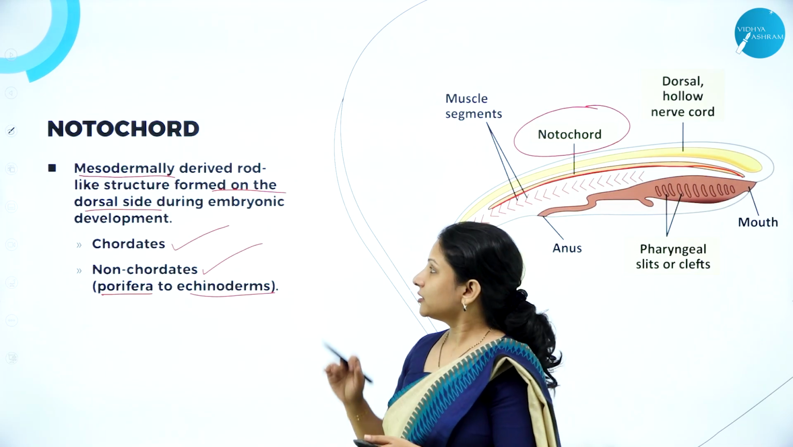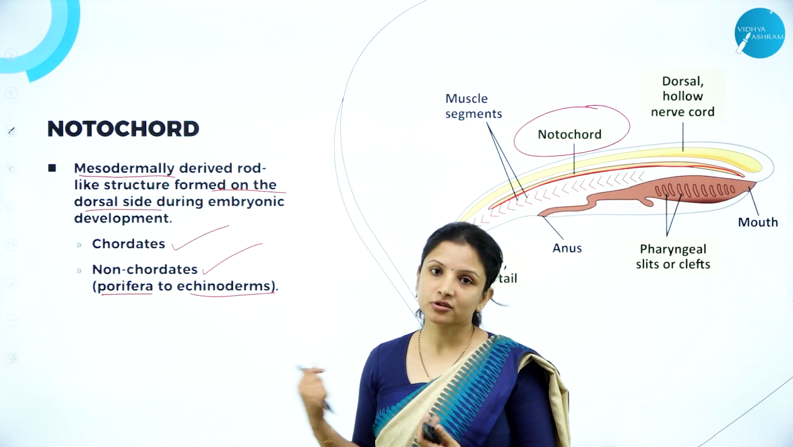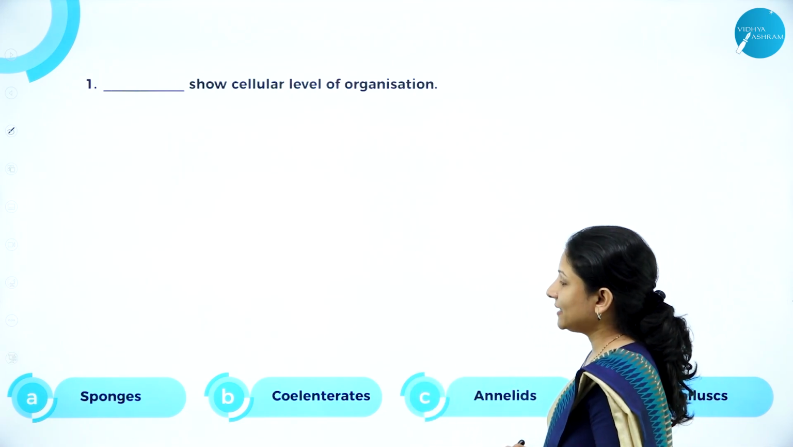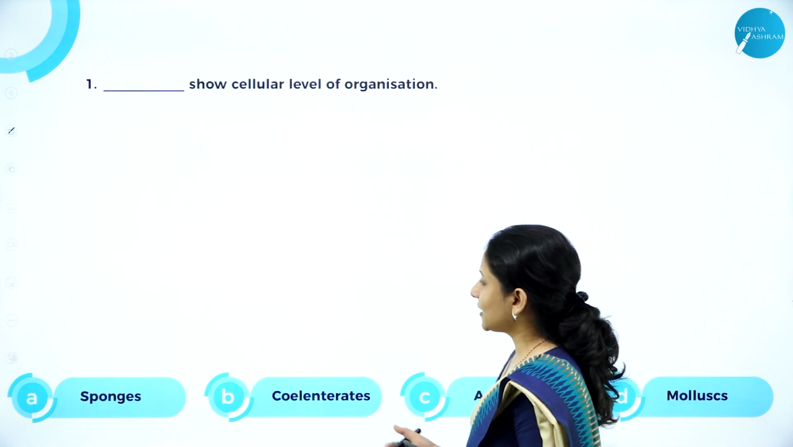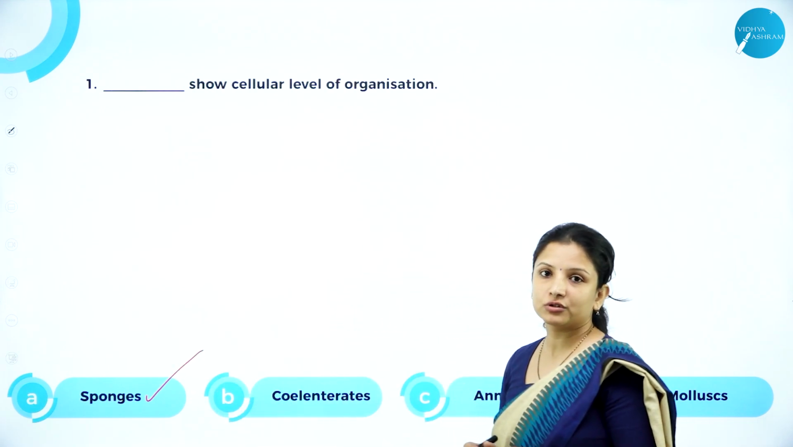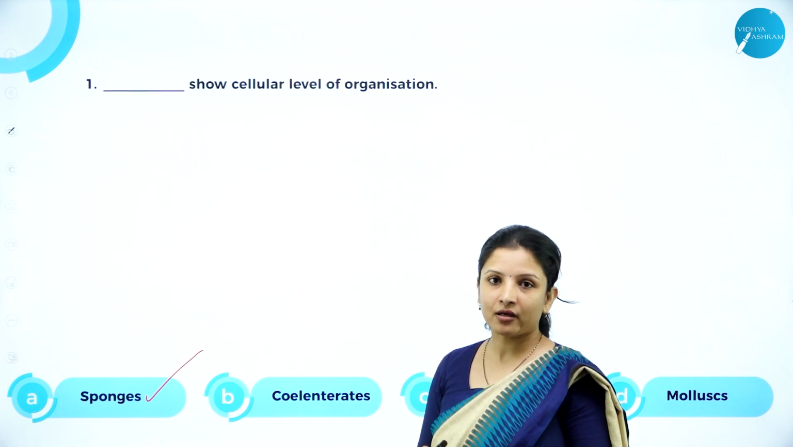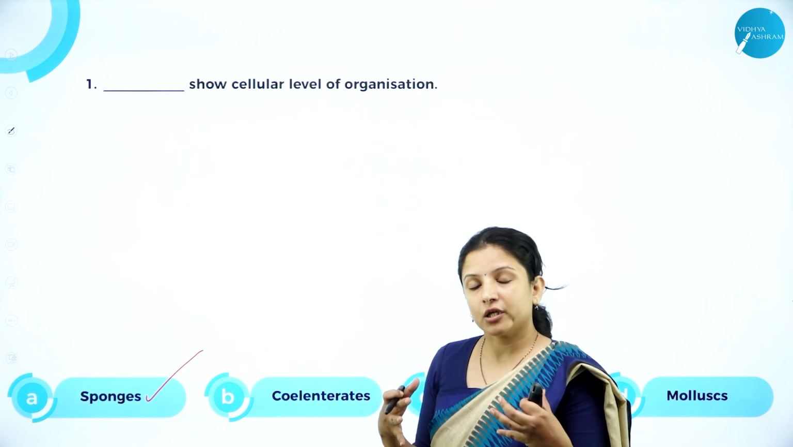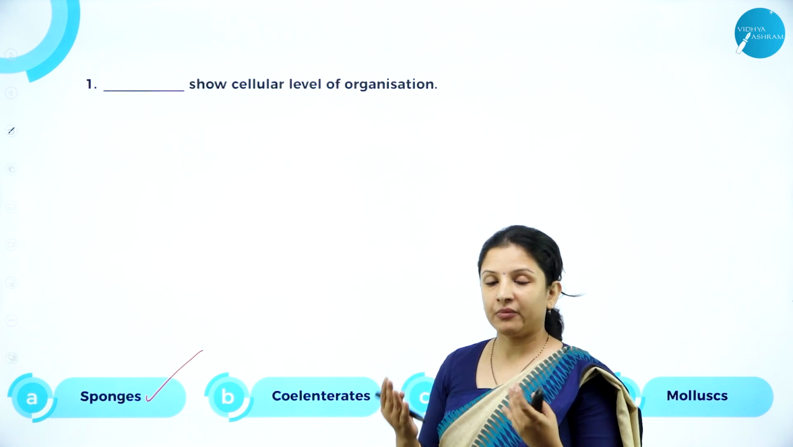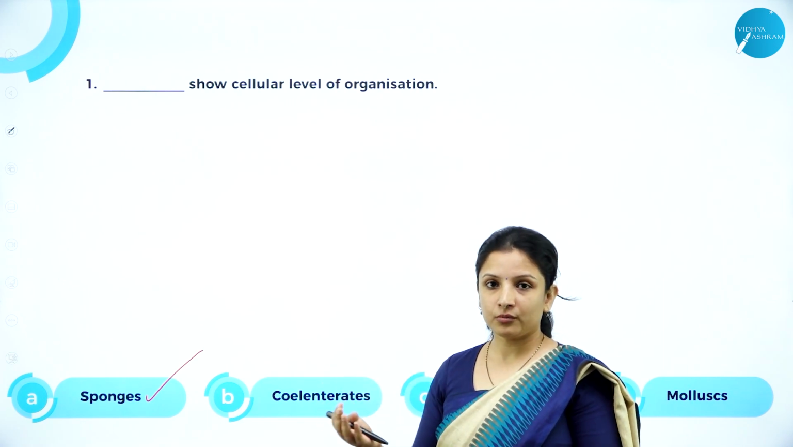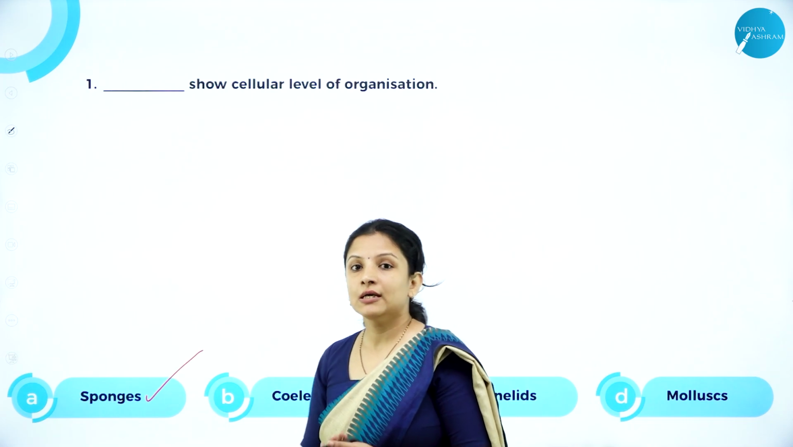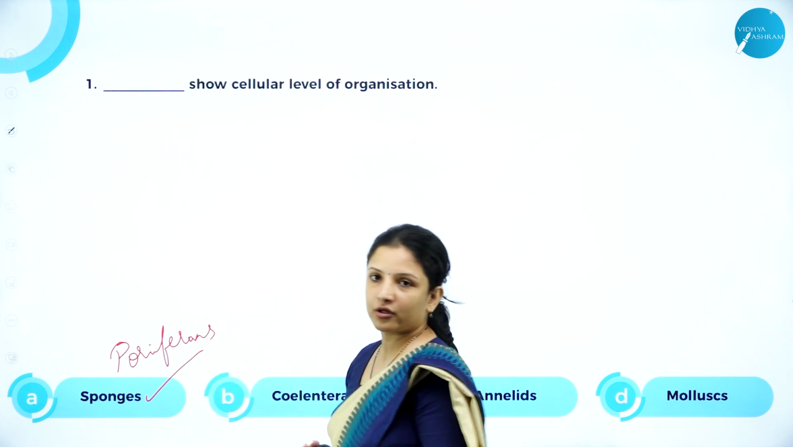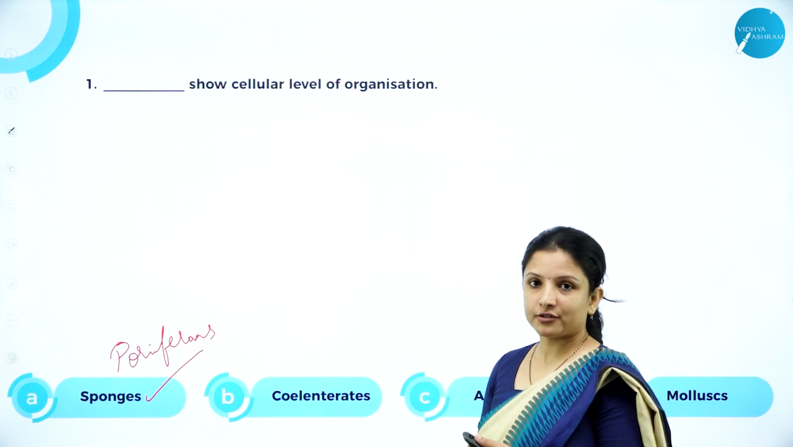Now because we know this, let us see what types of MCQs can be framed under this topic. The first one: dash shows cellular level of organization. Is it sponges, coelenterates, annelids, or mollusks? Sponges are the ones that show cellular level of organization because the rest show tissue level of organization. Why cellular? Though they are multicellular, the cells are not closely arranged. They are loosely arranged. Therefore, they don't group together to perform a function like a tissue, but instead individual cells perform their own particular function. So don't get confused in the exam if they ask poriferans. Poriferans are nothing but sponges.